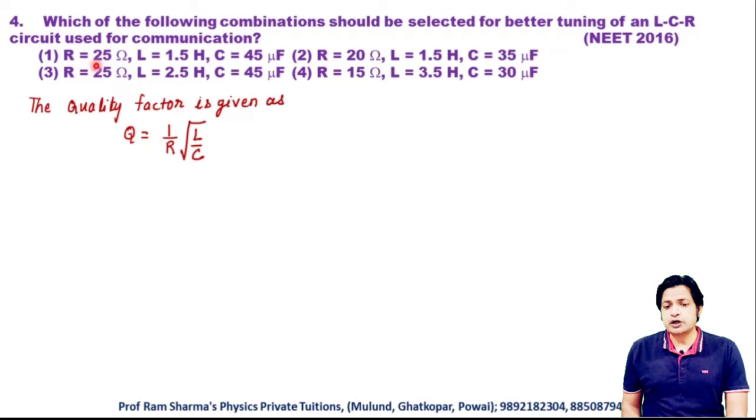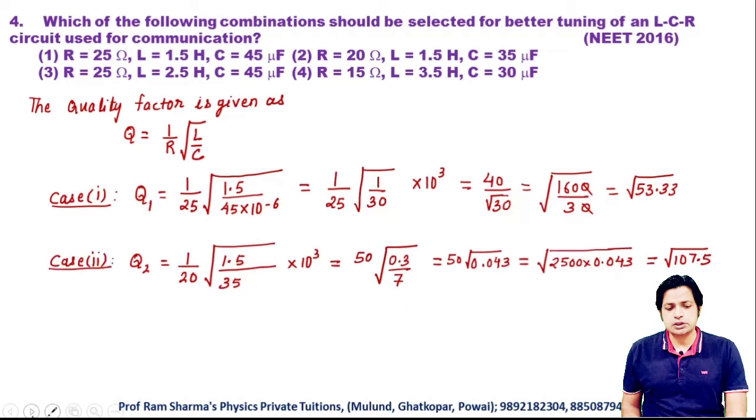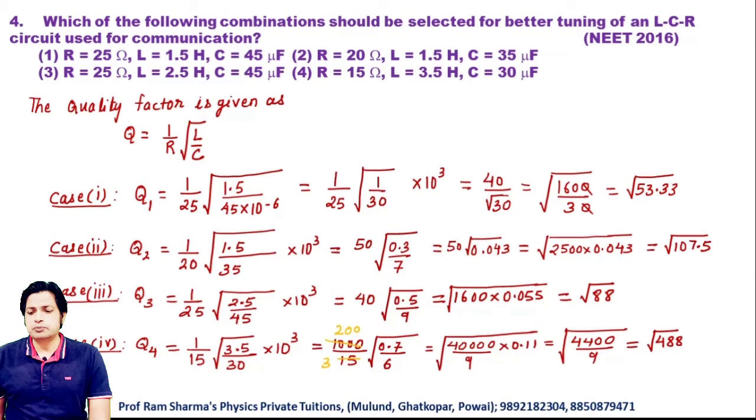Now R is different in all the cases, L is different in all the cases, and C is also different. So you have to substitute the values of R, L and C in the first option, second option, and so on, and check where it is maximum. Definitely it is a difficult question. I have done the calculations. You can check it. I have kept everything in root only, and from these 4 calculations I came to know that root 48 is the greatest.